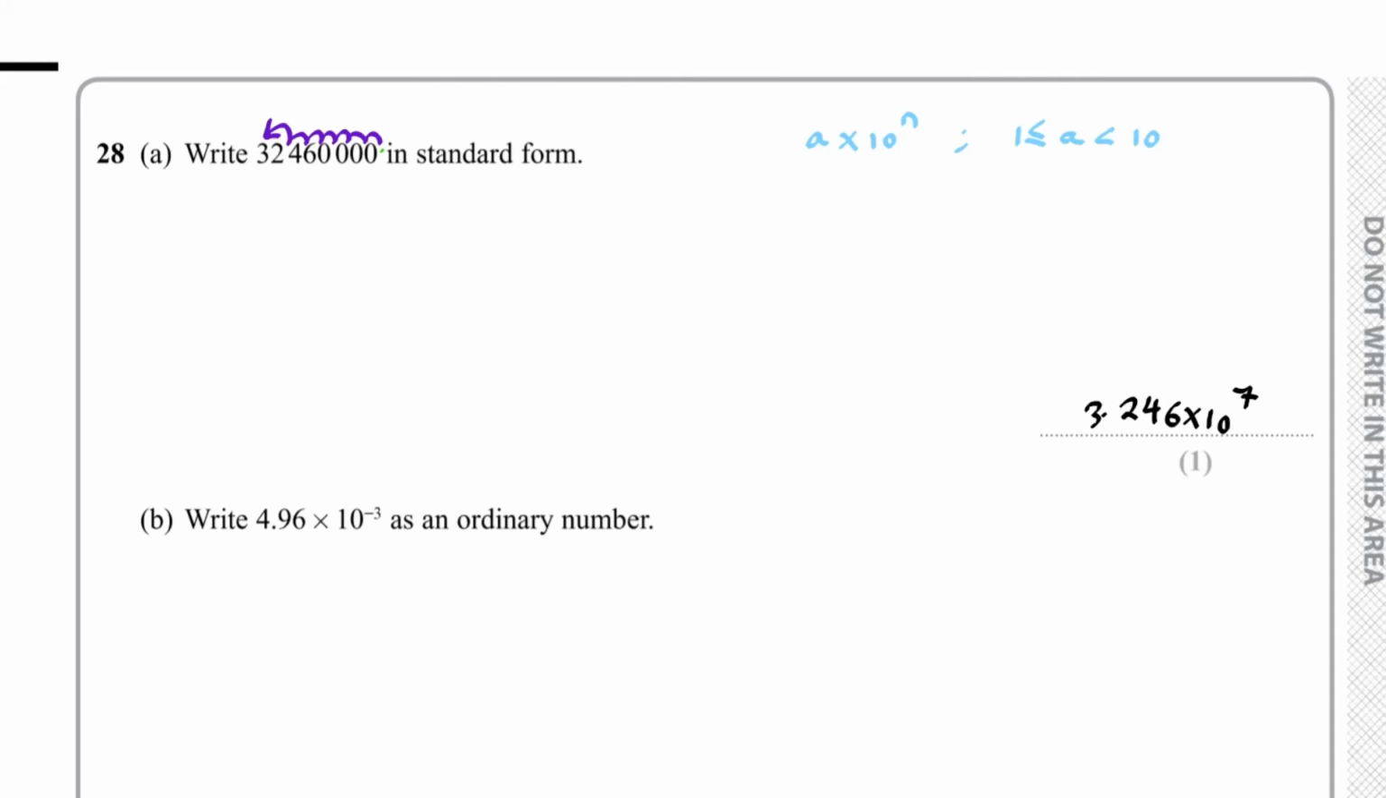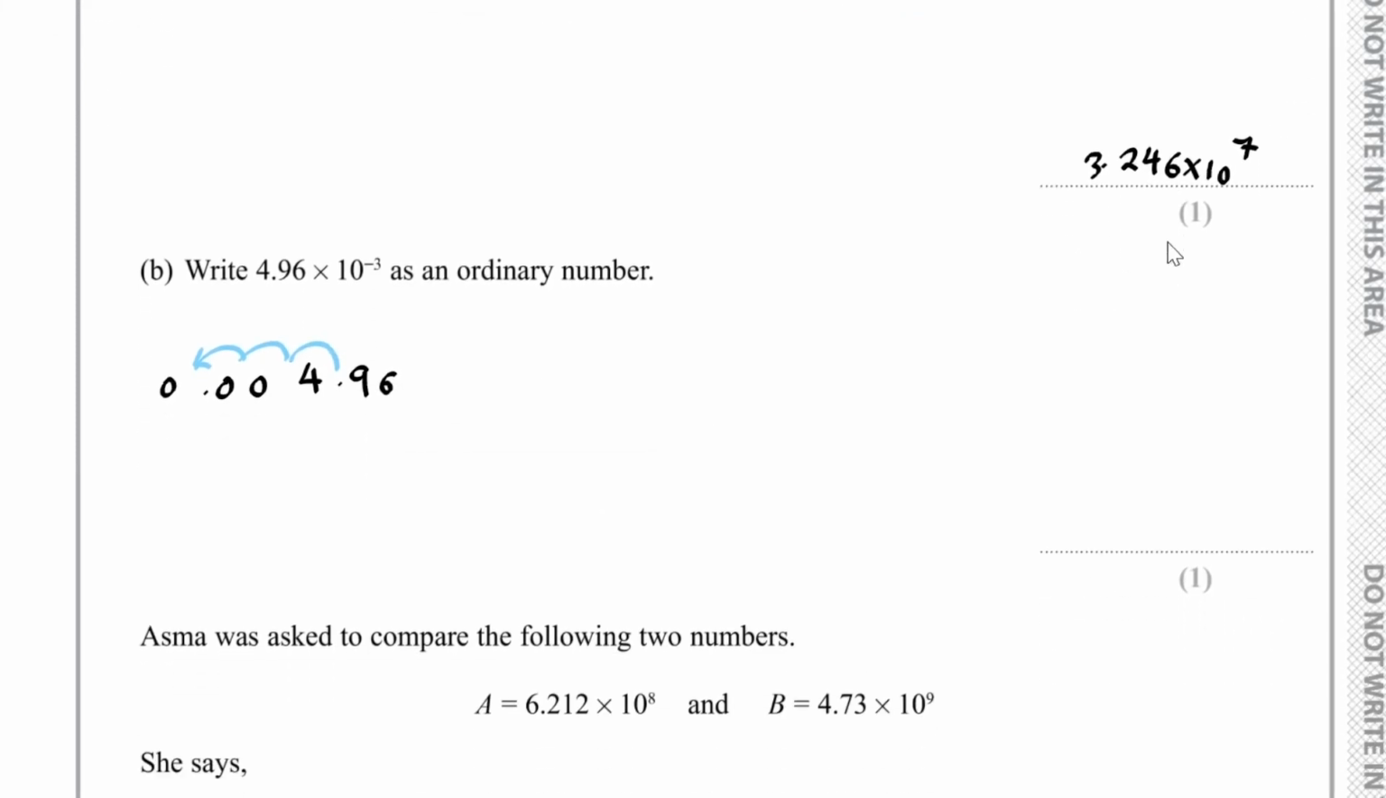And now writing 4.96 times 10 to the minus 3 as an ordinary number. We have this 4.96, we need to move it 3 places to the right, so we have 1, 2, 3, so we have 0.00496.